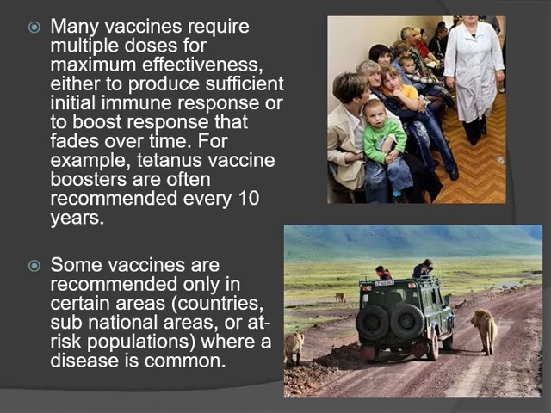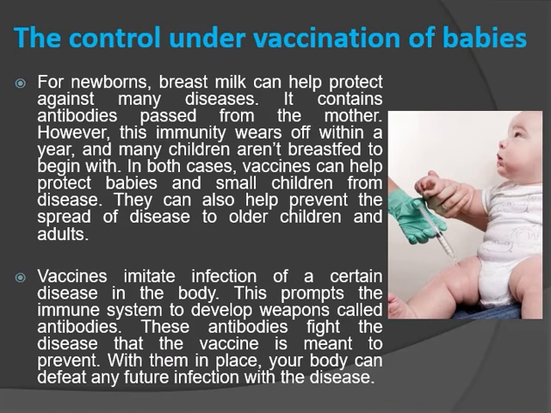For newborns, breast milk can help protect against many diseases. It contains antibodies passed from the mother. However, this immunity wears off within a year, and many children aren't breastfed to begin with. In both cases, vaccines can help to protect babies and small children from disease. They can also help prevent the spread of disease to older children and adults.